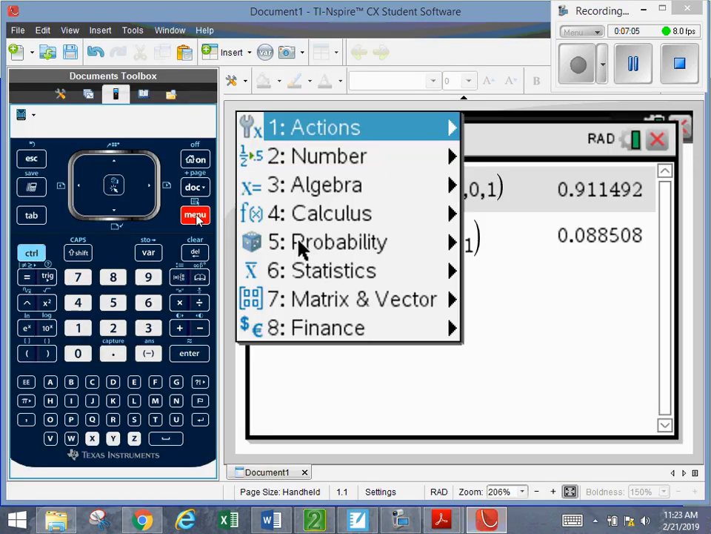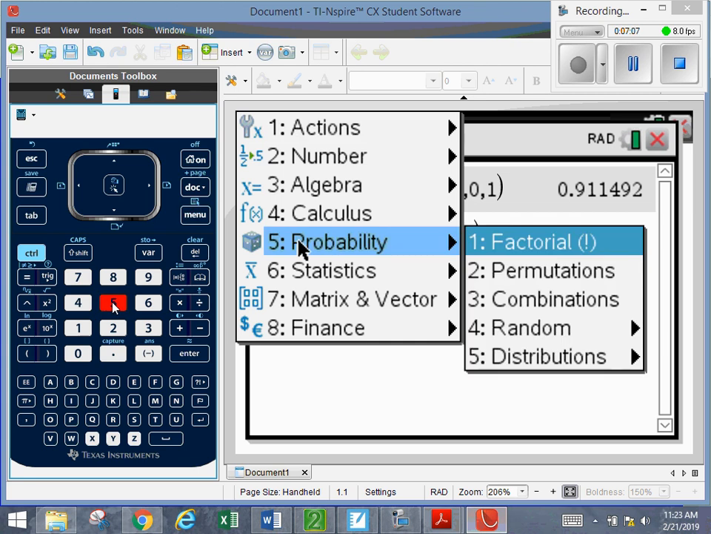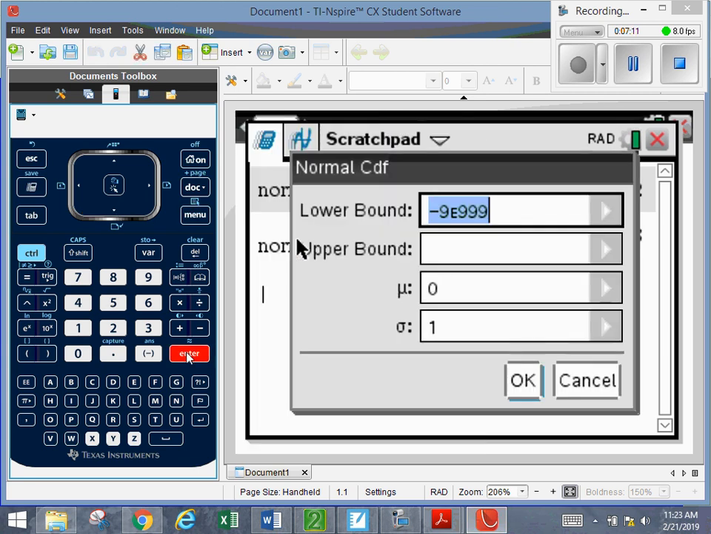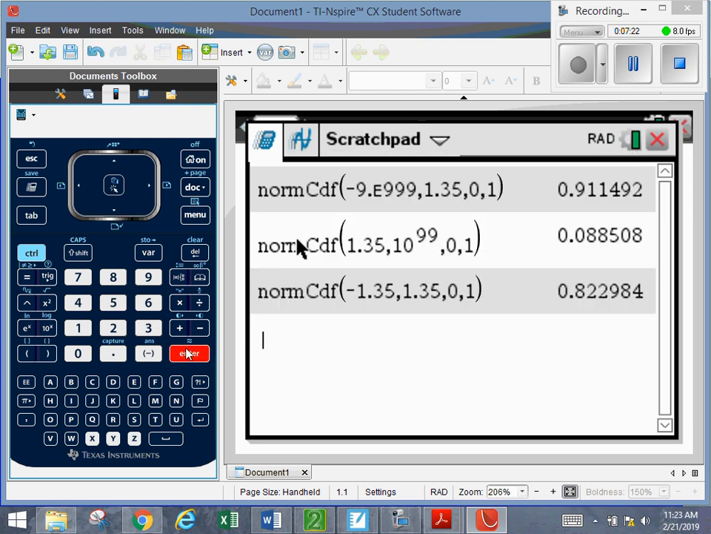All right, so on my calculator, I hit menu, probability, distributions, and now I'll go normal CDF, and now what's going to change? The lower bound is negative 1.35. The upper bound is 1.35. Nothing else changes. It's going to spit out an answer for us. That answer is approximately 0.823.